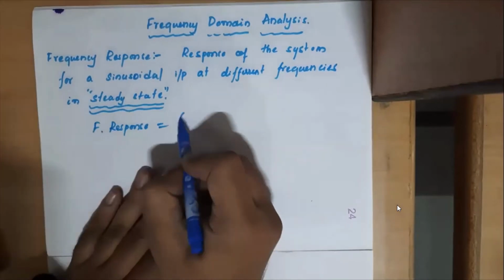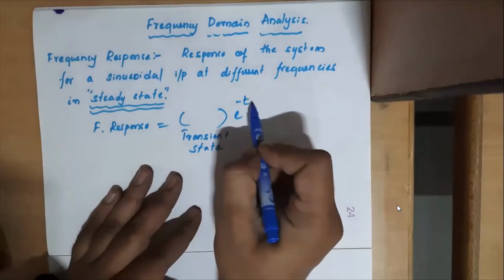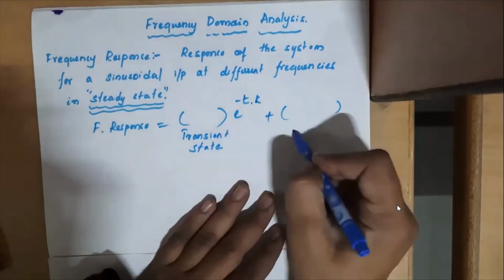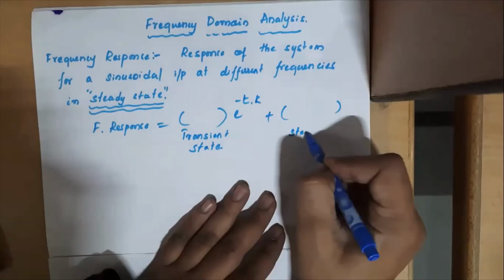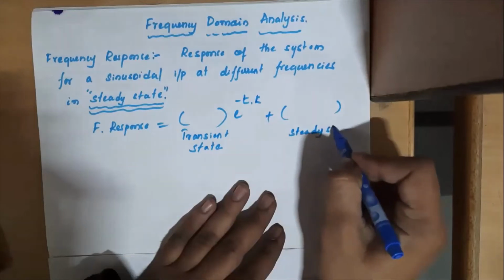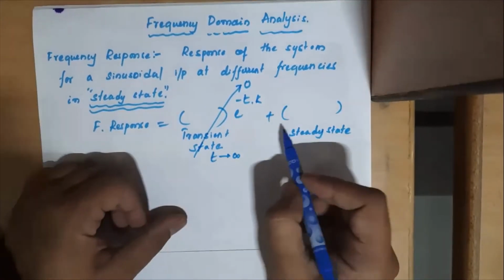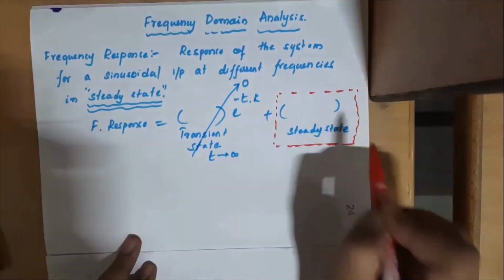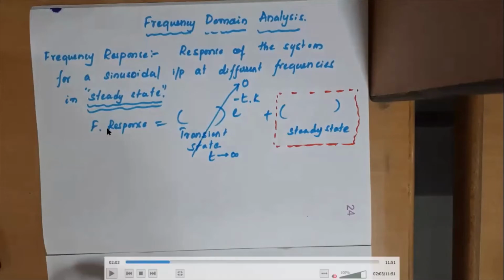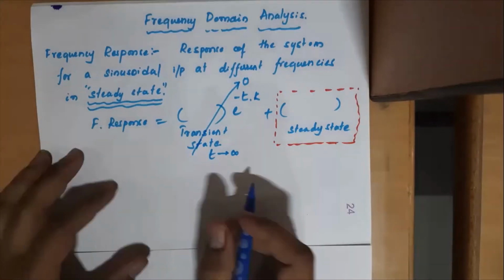We saw in the previous class that frequency response equals two terms, in which the first term was the transient behavior, which had e raised to minus t into some constant. And the second term was related to steady state. The transient behavior becomes equal to 0 as t tends to infinity. So what remains at the end is only the steady state behavior. So frequency response is equal to steady state behavior. This is a complete definition. Fine. So you should remember this.